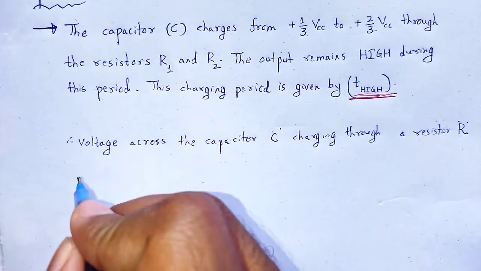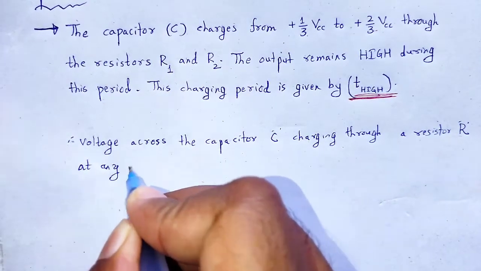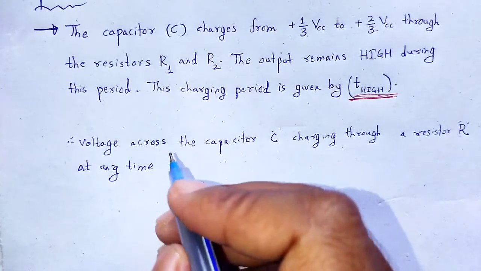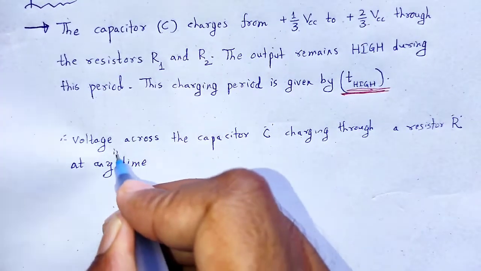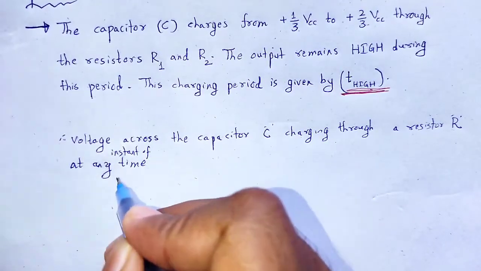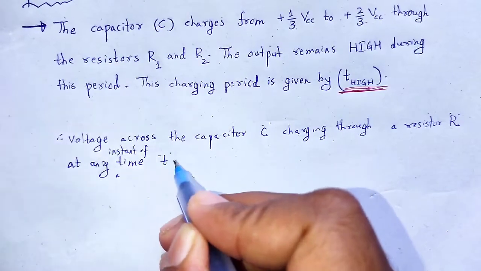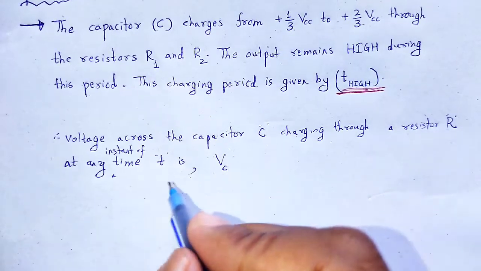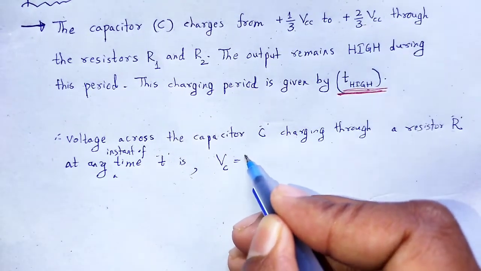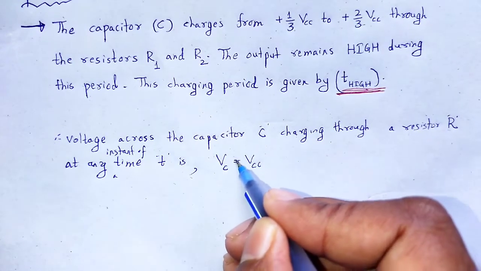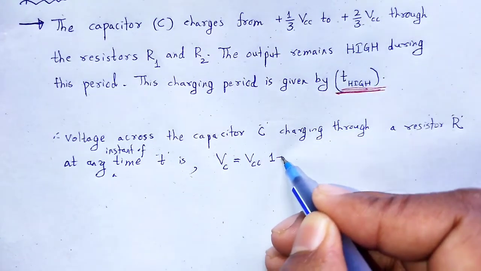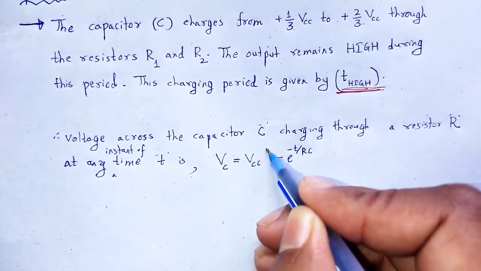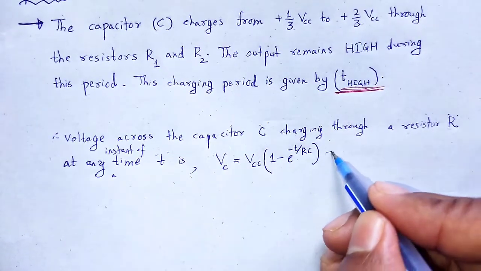At any instant of time t, let Vc, the voltage across the capacitor, be given as Vcc, that is the power supply, times 1 minus e to the power minus t by RC. That is equation number 1.